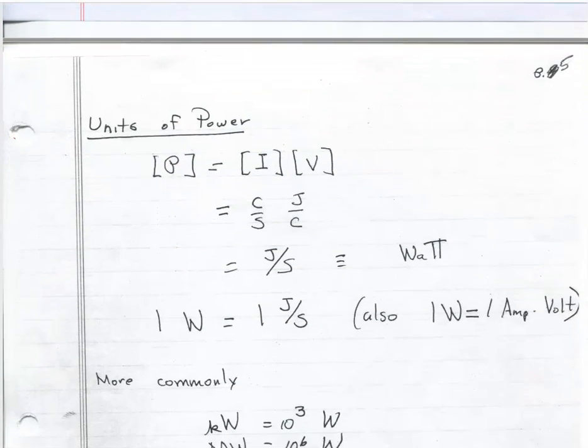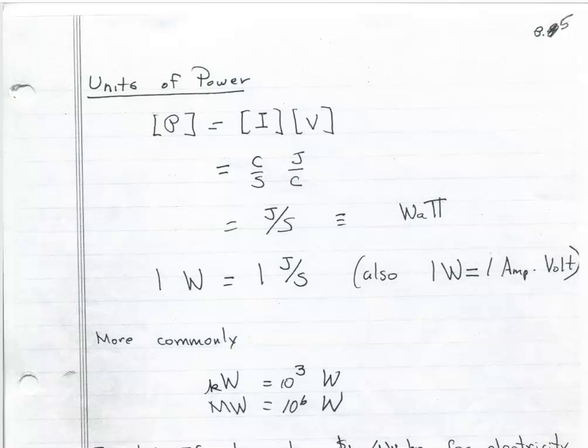The units of power are pretty easy to figure out. Just use that P equals IV expression. Current in coulombs per second. A voltage is in volts, but a volt is a joule per coulomb, and those go out, and you get a joule per second, which is a watt.